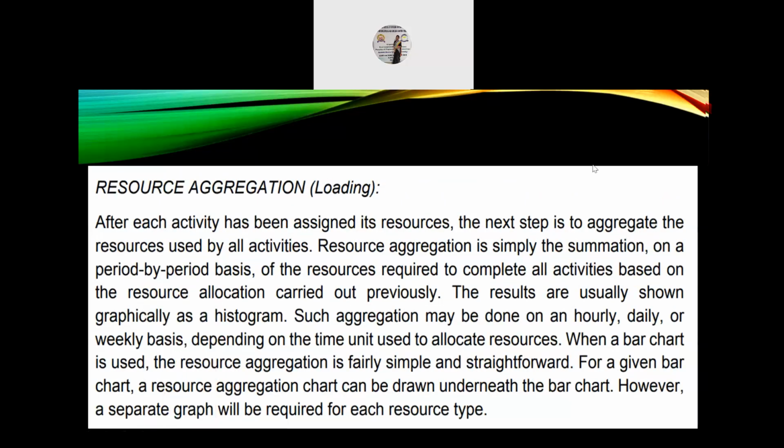Next topic is resource aggregation, which is loading. So after each activity has been assigned its resources, the next step is to aggregate the resources used by all activities. Resource aggregation is simply the summation on a period-by-period basis of the resources required to complete all activities based on the resource allocation carried out previously. The results are usually shown graphically as a histogram chart, and such aggregation may be done on an hourly or daily or weekly basis depending upon the time unit used to allocate the resources.